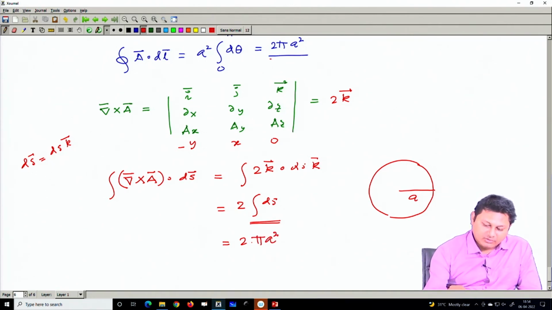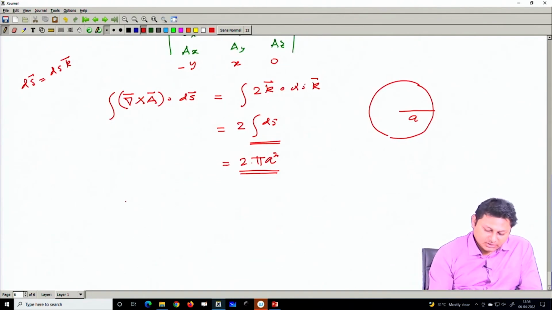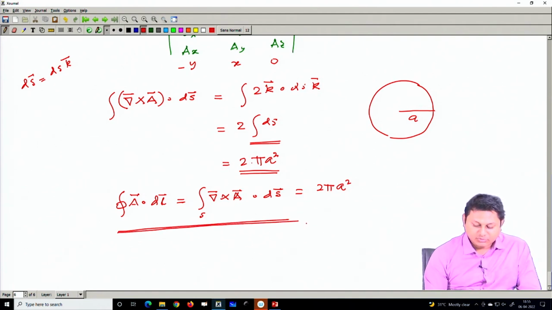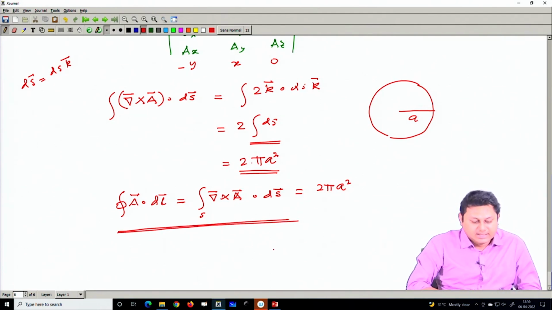Now, you can see this is the same value I am getting here. So, that means I can write that the closed line integral of A dot dl for this given circle is equal to the surface integral of the curl of A that we calculated. Both cases give the value 2 pi a squared for this given problem. So, this is the verification of the Stokes theorem. We find that the Stokes theorem is valid here.